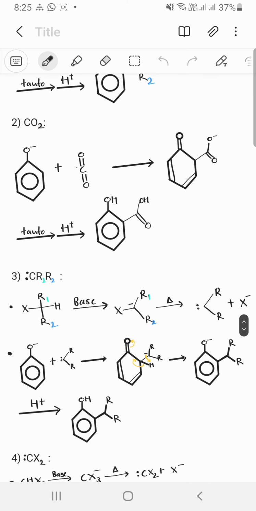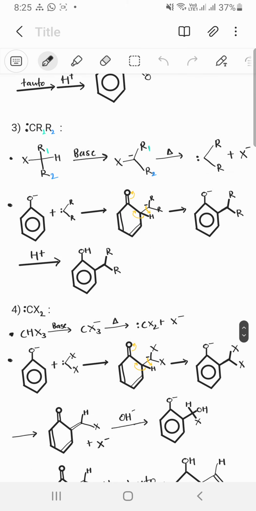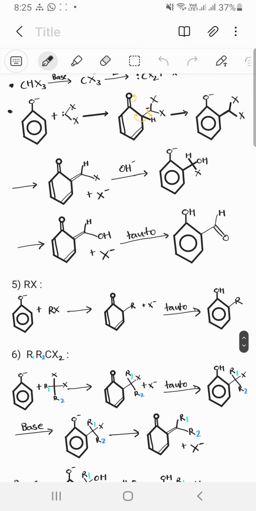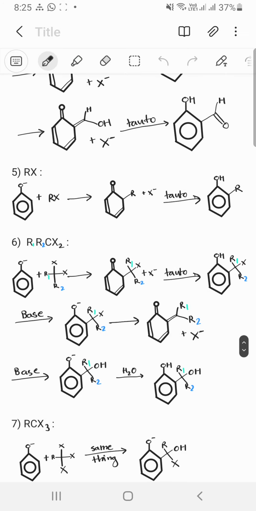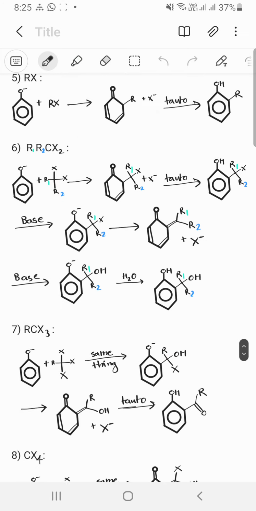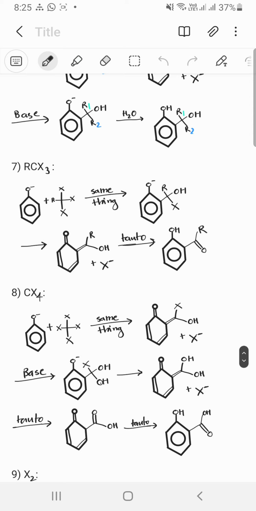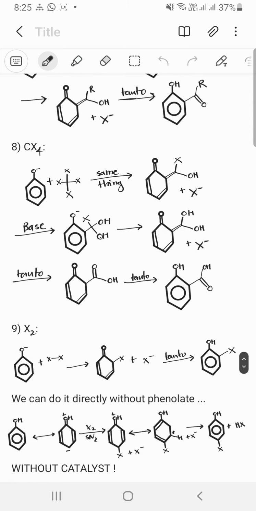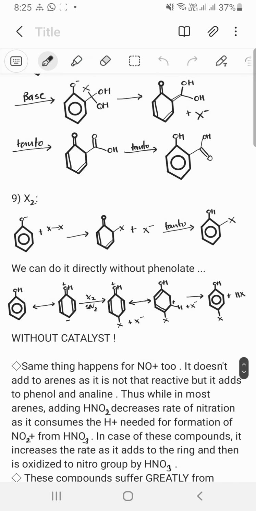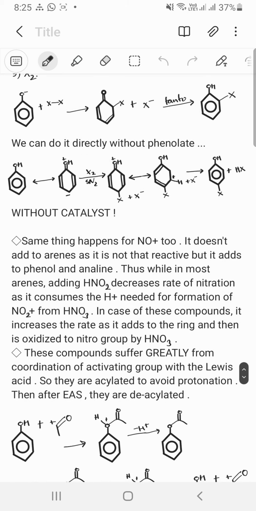These reactions are known. Reimer-Tiemann kind of reaction. Fine, I know these. So it reacts with X2 without any catalyst.